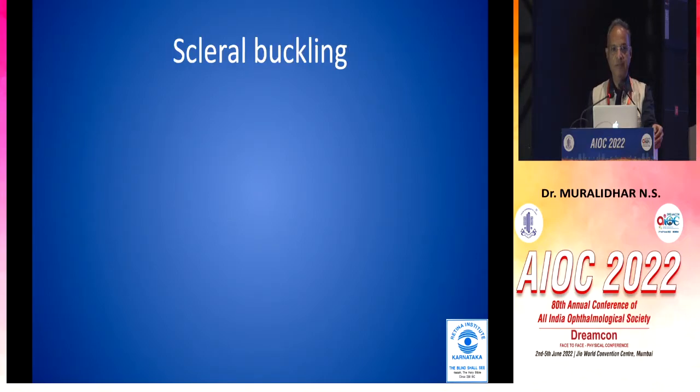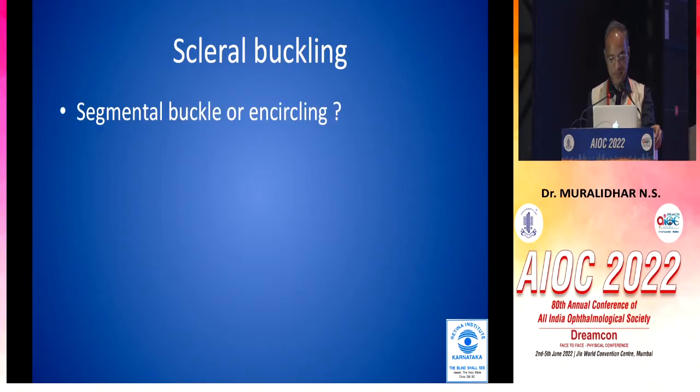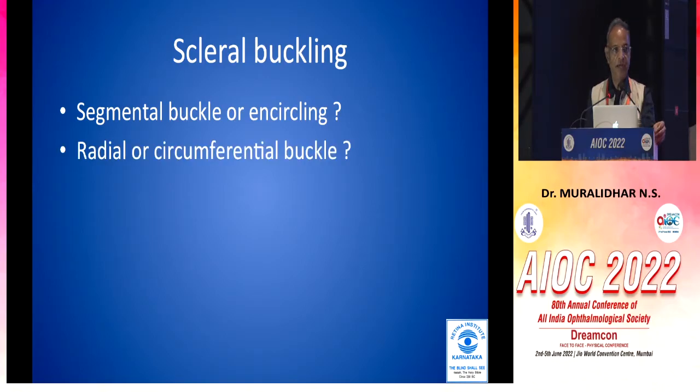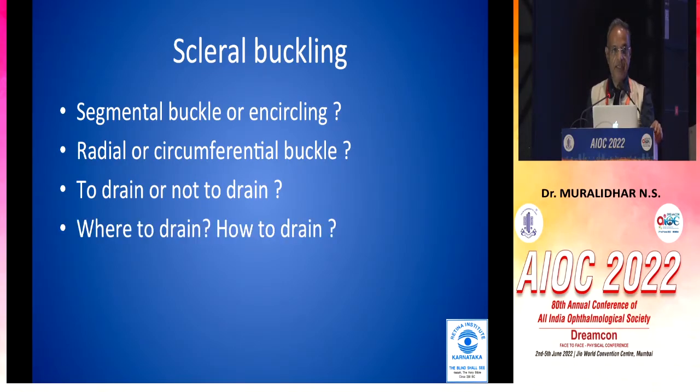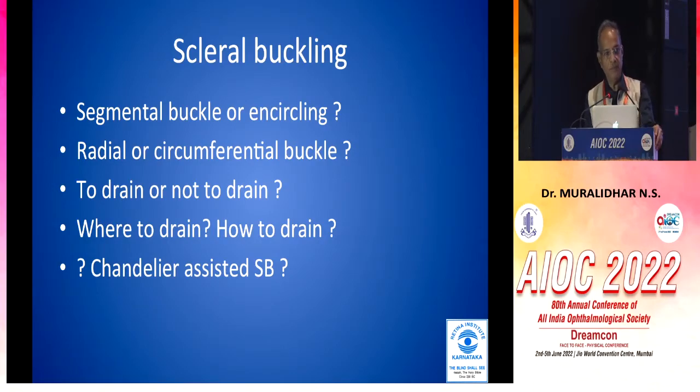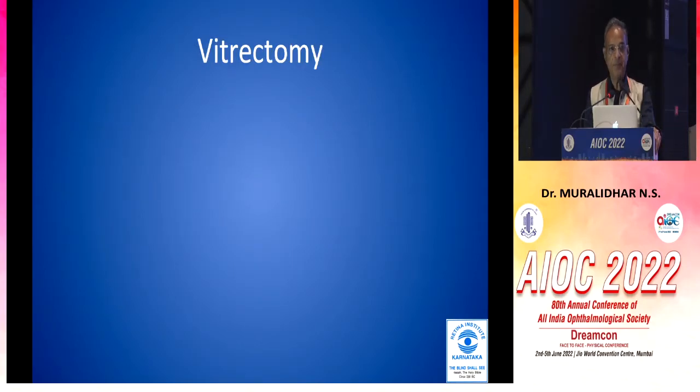When it comes to scleral buckling, the number of questions increases. Should I do a segmental buckle only, or should I do an encircling also in this patient? Should I do a radial buckle or a circumferential buckle? Of course, the age-old question, should I drain or not drain? And if I have to drain, where should I drain? How do I drain? Should I do a chandelier-assisted scleral buckling that people talk about these days? So these are some of the decisions we need to make when we are confronted with a choice of scleral buckling.